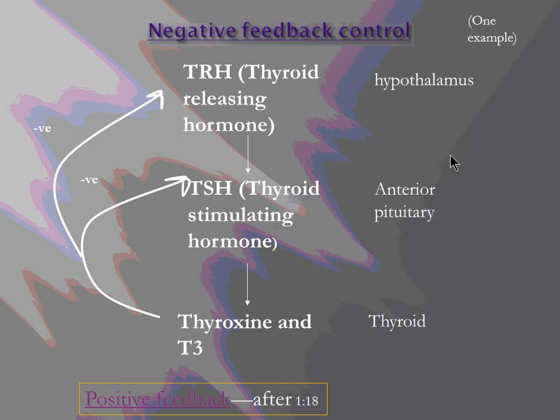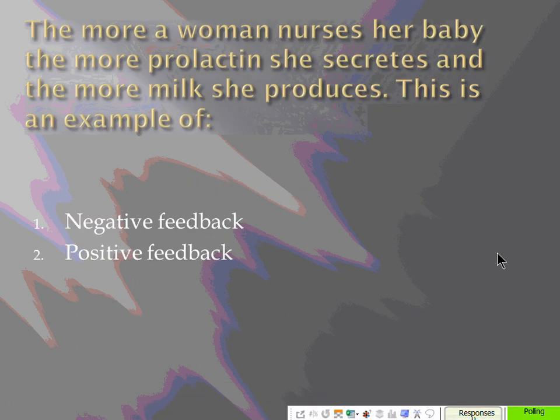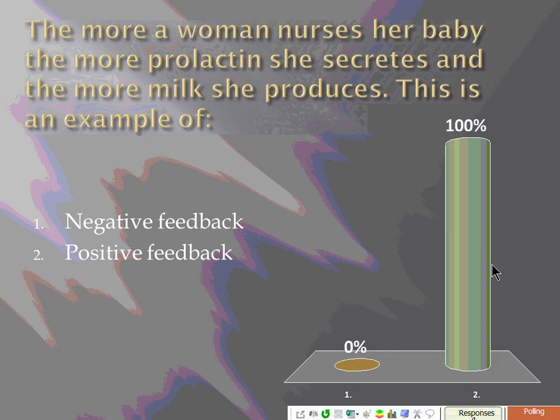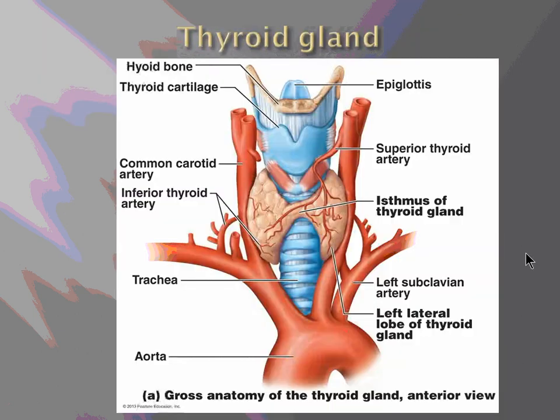Whereas not every day do you go into labor, and not every day are you lactating. So that's why positive feedback mechanisms occur only once in a while, not throughout your everyday cycle. So that's why we see very few examples of positive and more of negative feedback. Okay, let's look at this. The more a woman nurses a baby, the more prolactin she secretes and the more milk she produces. What is this an example of? Positive feedback.